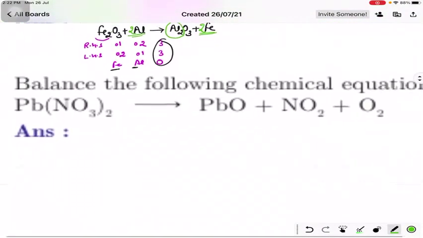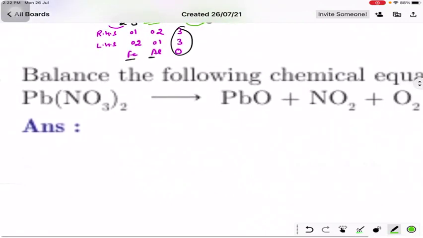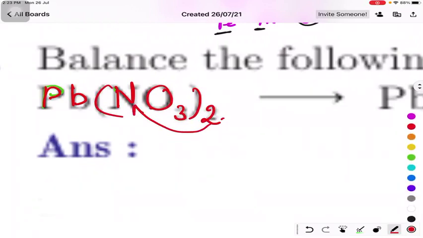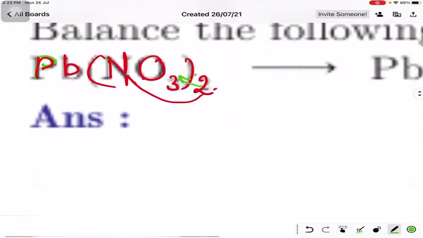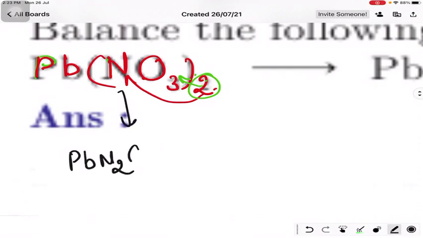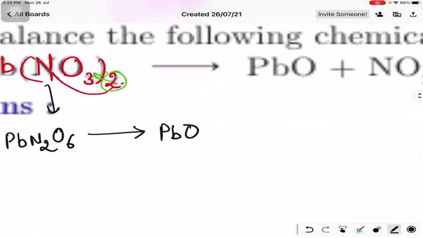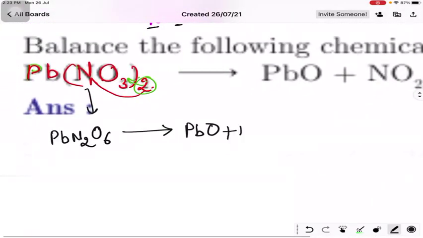Now next again is a balancing equation. So here lead nitrate we have. I am just highlighting the atoms other than oxygen and hydrogen. So we have lead and nitrogen. This is lead nitrate. Now you can open this bracket. You have to just proceed like mathematics only. Multiply the number outside the bracket to the number of atoms present inside the bracket. So its formula will become PbN2O6, and this is giving PbO plus NO2 plus O2.